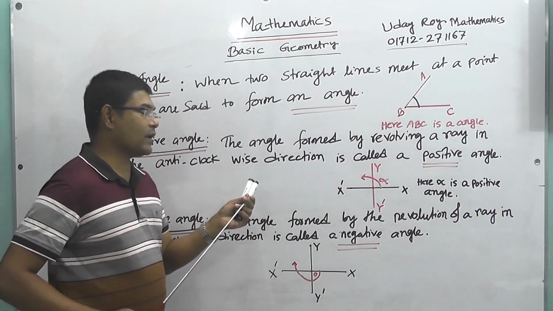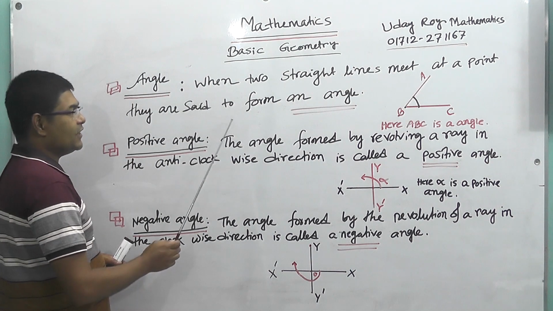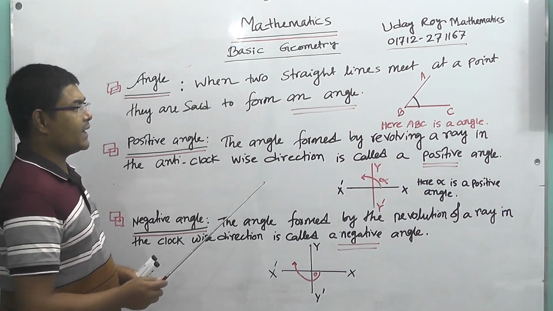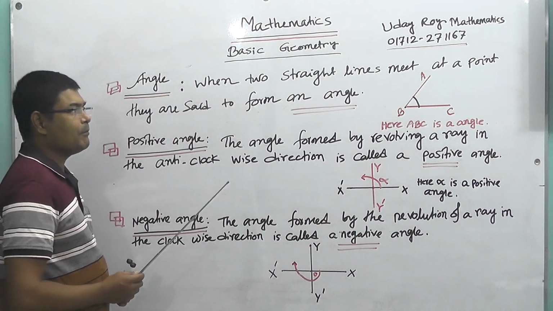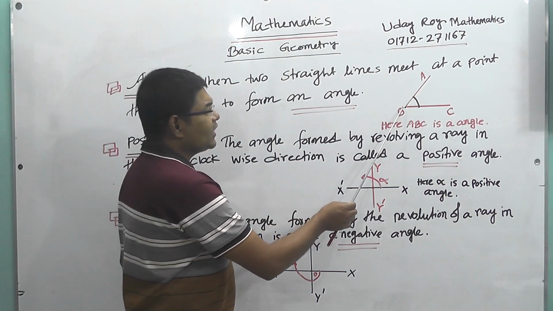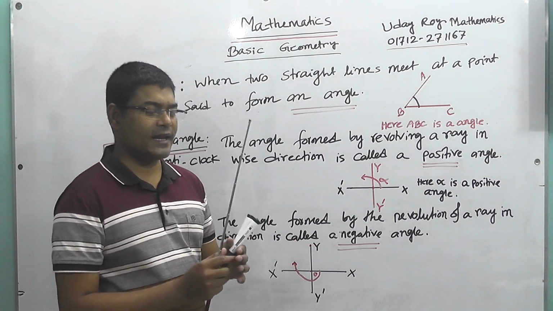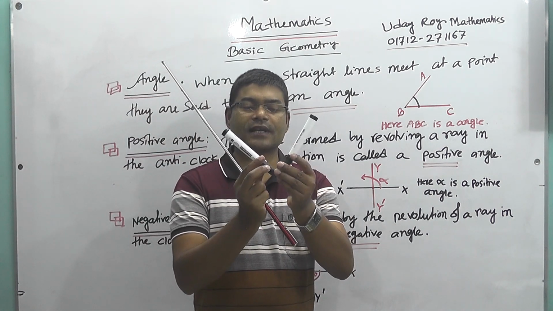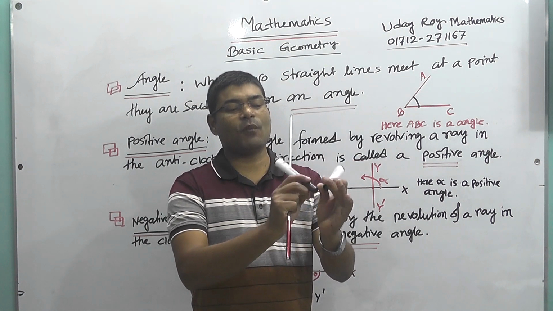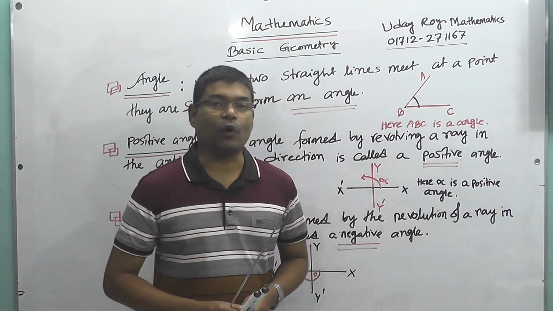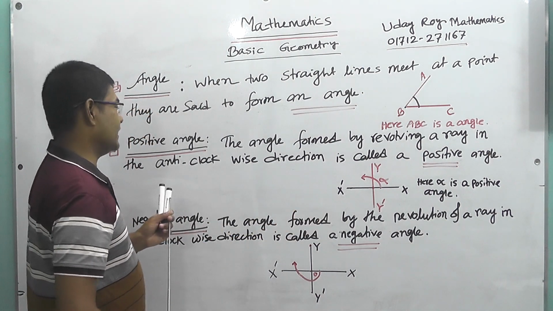So now come back, you can see when two straight lines meet at a point, they are said to form an angle. Here, you can see ABC is an angle. B is the common point. AB and BC are two straight lines that meet at a point. This is the common point, said to form an angle. So here ABC is an angle.